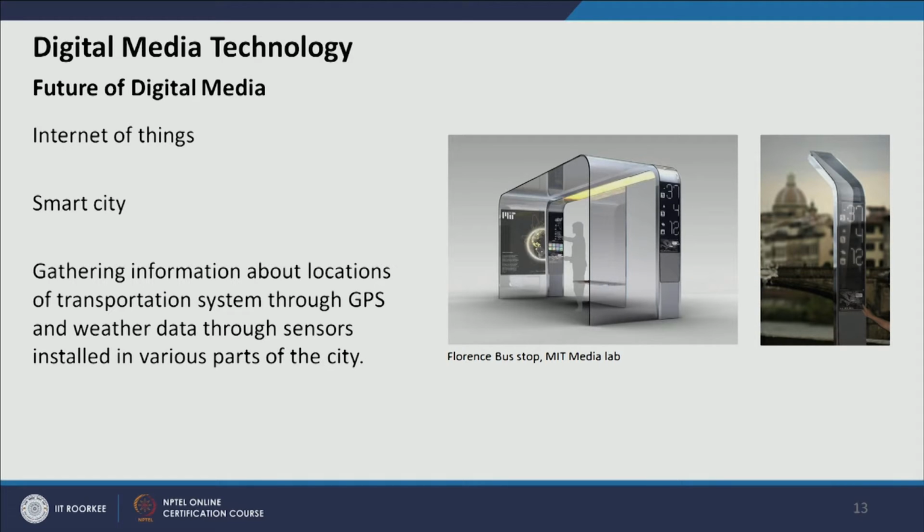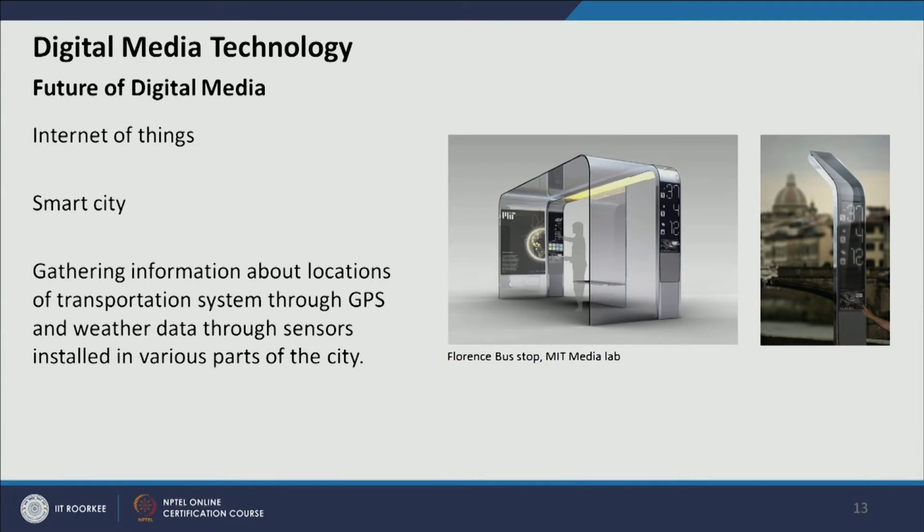So in terms of smart city, we can look at the Florence bus stop designed by MIT Media Lab. They designed the bus stop so that all the information about the location of the buses and other vehicles is given on the digital display system of the bus stop. Here the digital display system is not confined within our laptop or our mobile. It's on the facade of the bus stop. In the bus stop's transparent material, the display system will be embedded.